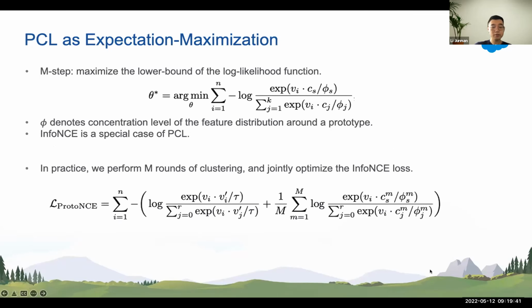And in practice, because we don't know the ground truth of these class labels or the clusters, what we can do is perform multiple rounds of k-means clustering to obtain different clusters for each image. And we assign each image to multiple cluster centroids, and we can jointly optimize this loss for all the clusters. And this is our final formulation.